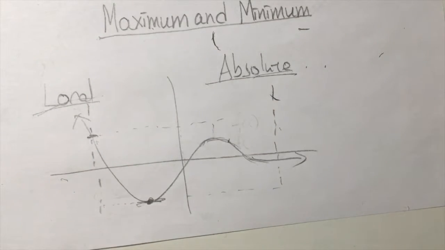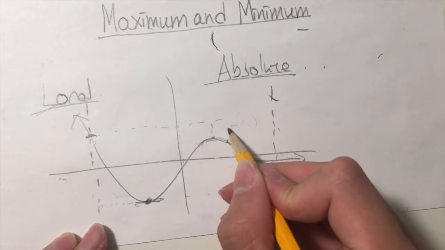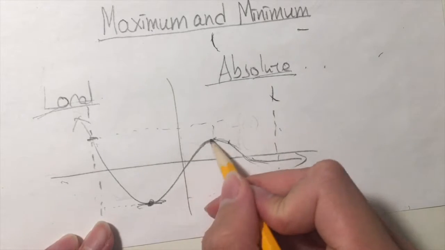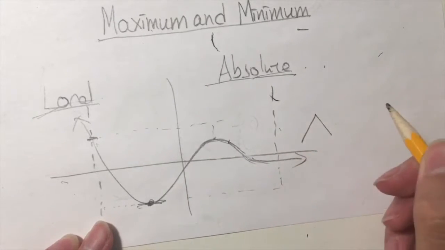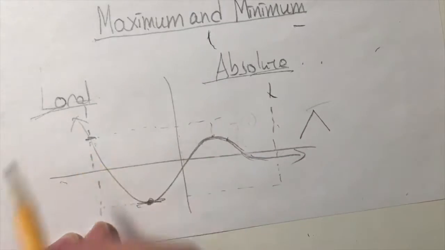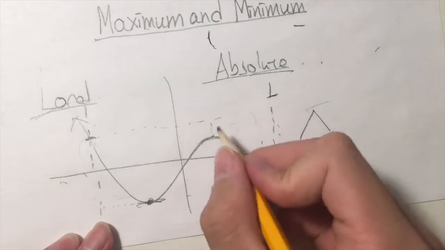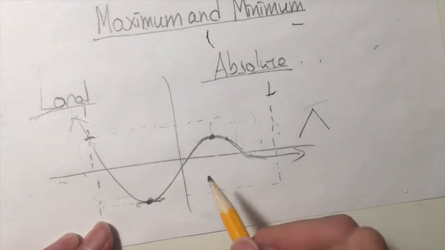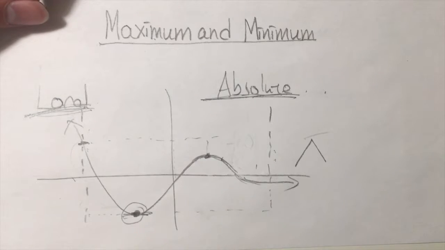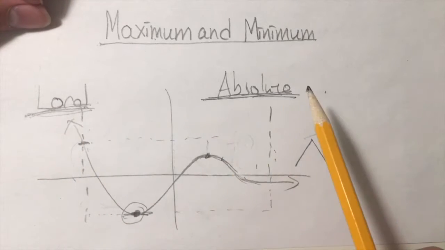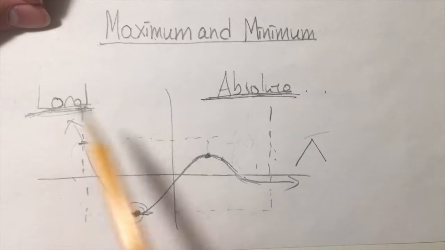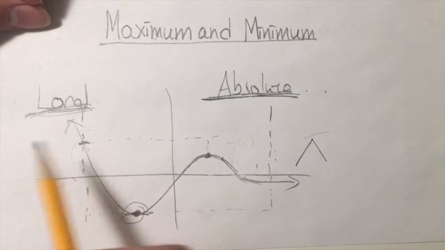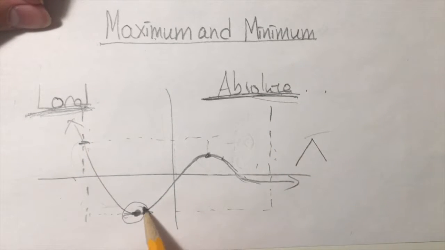Now the local maximum would be the point where the y value is larger than anything near it. So it would look like either the top of a hill or like this, which we will discuss later. Within this interval, the local maximum would be right here, and the local minimum would be right here. Now a point can be both the local maximum and absolute maximum, just as a point can be both the local minimum and absolute minimum. So in this case, we have a point which is both the local minimum as well as the absolute minimum.